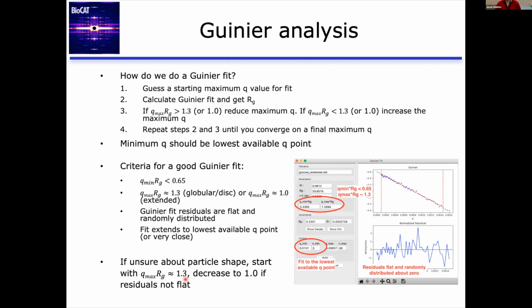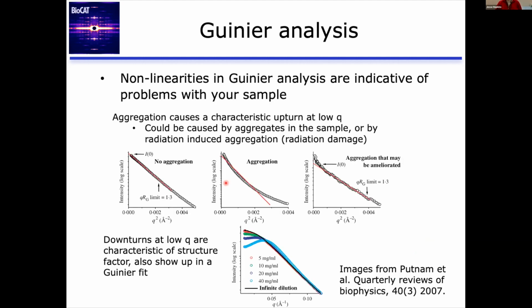And so that is actually why we do the Guinier analysis. You get out this Rg, you get out this I0, but perhaps even more so, or at least equally important, is that most of the problems that I just showed you with your data show up at low Q, which means they're going to show up when you try to do the Guinier fit. In particular, nonlinearities in your Guinier analysis are indicative of problems with your sample. Aggregation causes a characteristic upturn at low Q. This could be caused by aggregates in the sample or by radiation-induced aggregation.